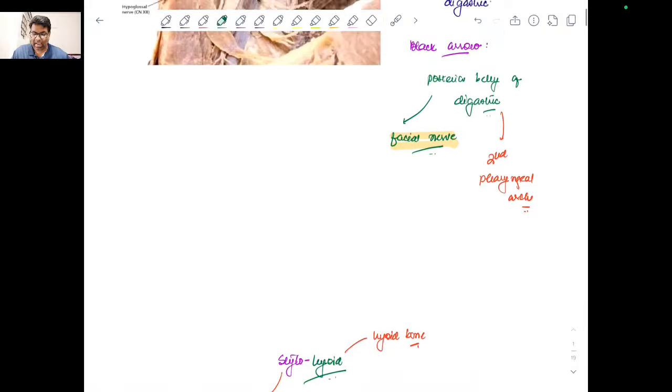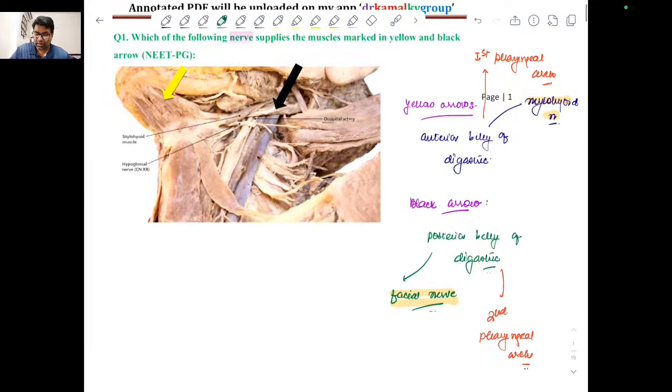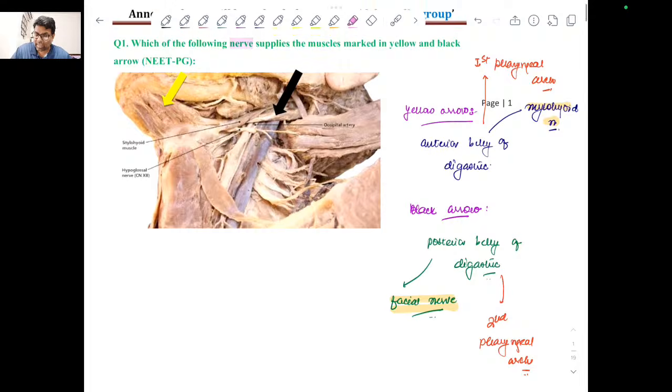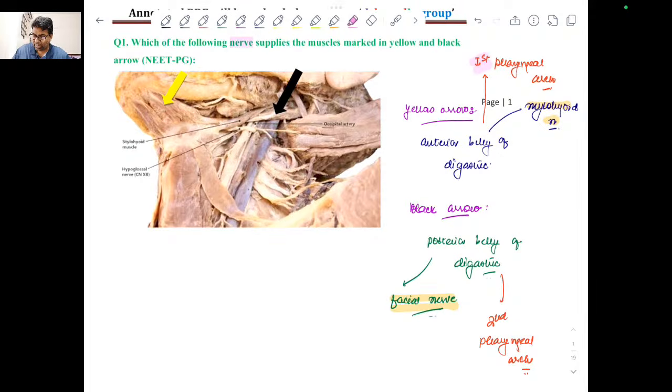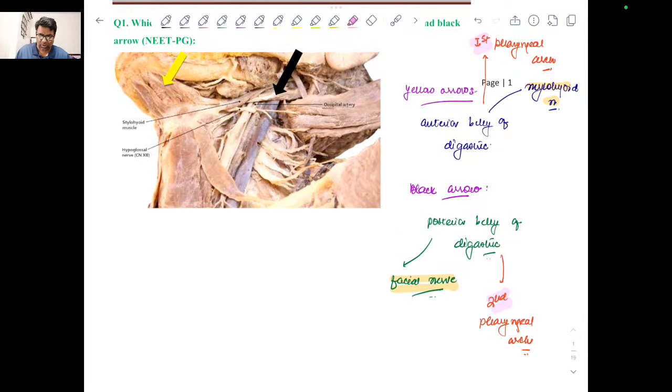This not only helps you in understanding the triangles of the neck, it also has embryological relevance: despite similar sounding names, they are from different pharyngeal arches, and therefore they have different nerve supply, because we know that the nerve supply of the derivatives of the first pharyngeal arch is through the mandibular nerve. The derivatives of the second pharyngeal arch get nerve supply through the facial nerve, right? So that's a very beautiful concept which you can understand from this particular image.